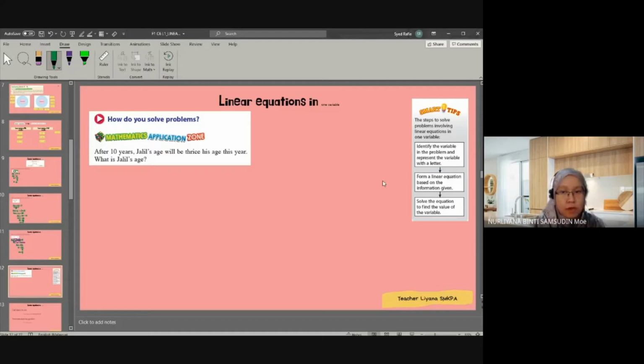First, look at this. Identify the variable in the problem and then represent the variable with a letter of your choice. Next, you form a linear equation based on the information given. And finally, you will need to solve the equation and find the value of the variable. Now let's see one by one.